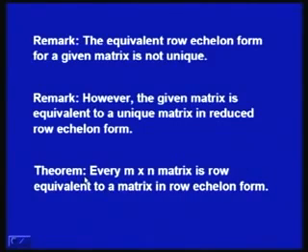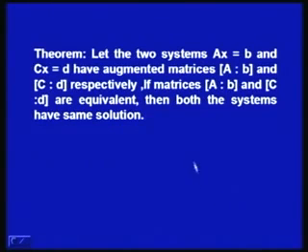Now, we have a result which says that every m by n matrix is row equivalent to a matrix in row echelon form. So you can apply transformations so that it will reduce to row echelon form. Another theorem says that the two systems Ax equal to b and Cx equal to d have augmented matrices [A, b] and [C, d] respectively. If matrices [A, b] and [C, d] are equivalent, then both the systems have the same solutions. This is an important result because you can apply different types of transformations, you may get different equivalent matrices, but both of them will have the same solution.